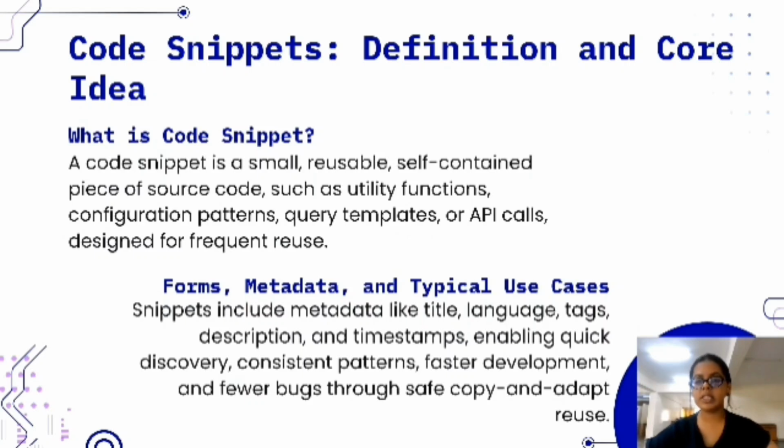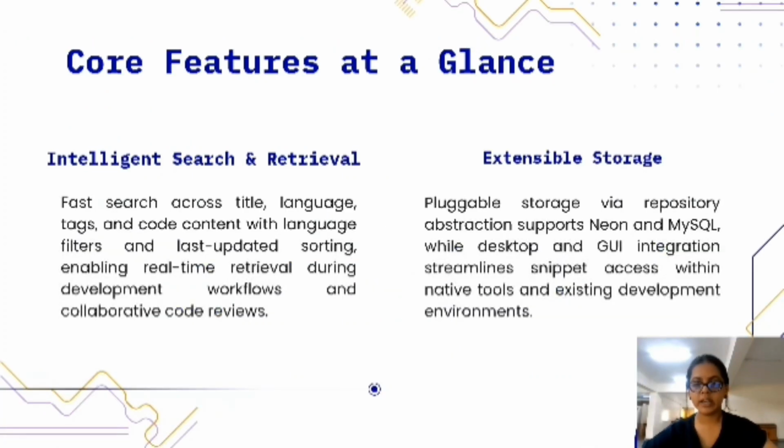Now let's understand the code snippet concept. A code snippet is a small reusable piece of code like a function, query, or API call. Each snippet contains metadata such as the title, programming language, tags, and description. This helps in organizing and quickly finding the required code. The system provides key features such as fast search based on tags, language, and content, sorting and filtering options, and storage support using MySQL or Neon database. These features make the system efficient and easy to use.